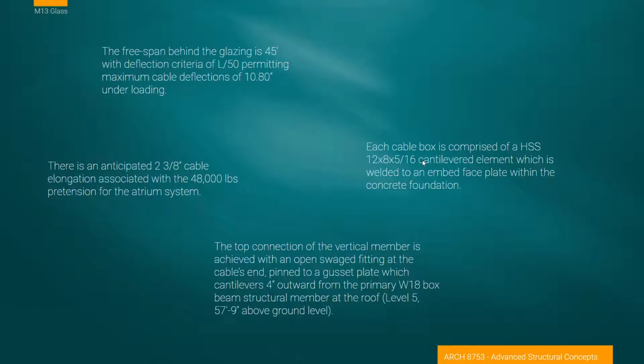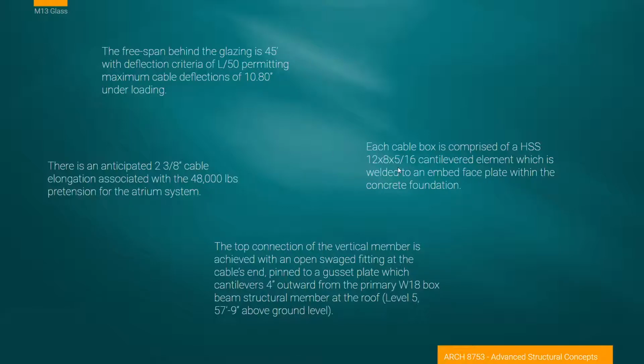I put these in because these are out of those presentations. I thought some of this stuff was significant. A free span of the glazing with an L/50 deflection gives you an idea. We've talked about L/120 or L/300, and so these are quite large deflection allowances. Maximum cable deflection of 10 inches under load, under heavy wind load, but this is over a 45-foot span. Still not an insignificant amount of deflection.